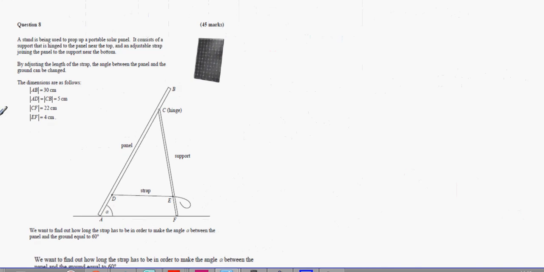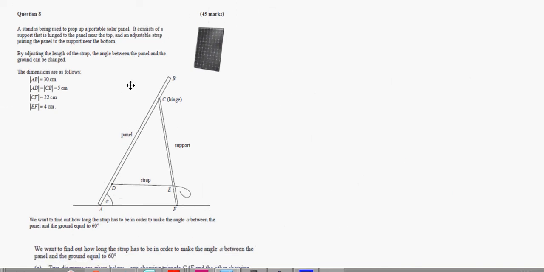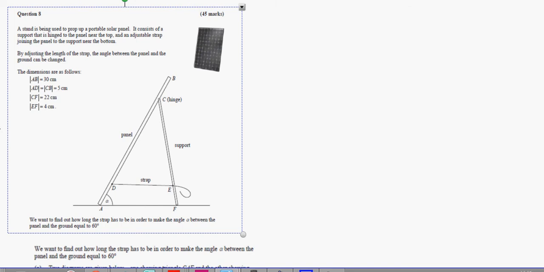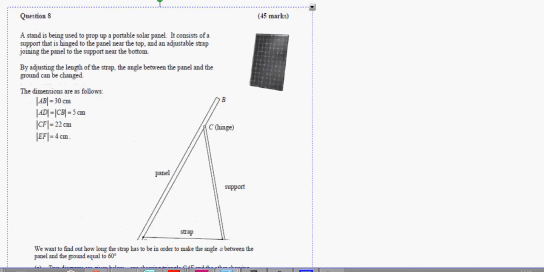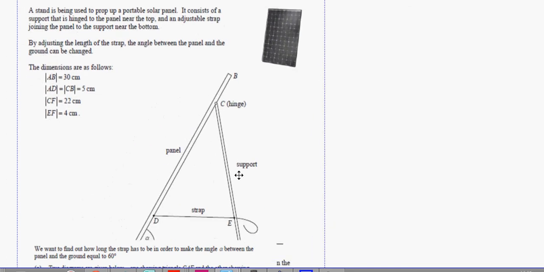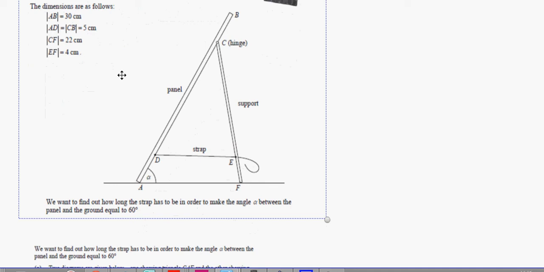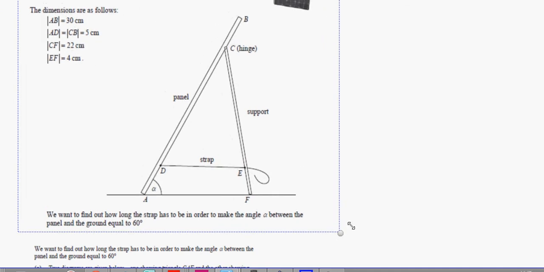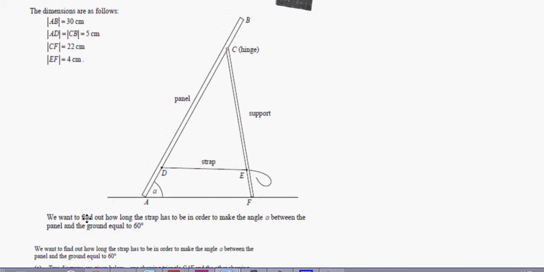A stand is being used to prop up a portable solar panel. It consists of a support that is hinged on the panel near the top and an adjustable strap joining the panel to the support near the bottom. By adjusting the length of the strap, the angle between the panel and the ground can be changed. The dimensions are as follows. We want to find out how long the strap has to be in order to make an angle alpha between the panel and the ground equal to 60 degrees.